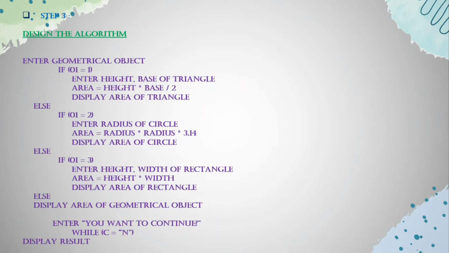Step 3. Design the algorithm. Enter the geometric object. If triangle, enter height and base of triangle, area equals height times base divided by 2. Display area of triangle. Else enter radius of circle, area equals radius times radius times 3.14. Display area of circle. Else enter height and width of rectangle, area equals height times width. Display area of rectangle. Else display invalid geometrical object.